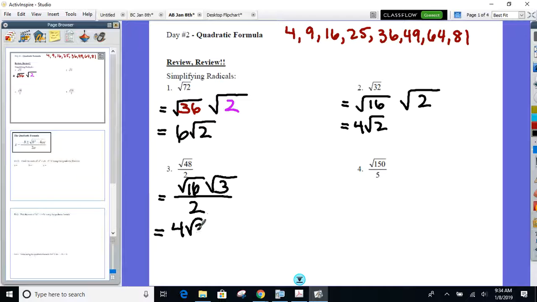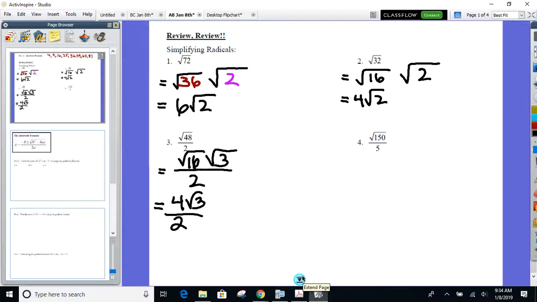4 radical 3 over 2. Now, is there anything I can reduce? I can reduce the 4 and the 2. They're both outside the radical, so go ahead and reduce it. The final answer here, 2 radical 3. Okay?